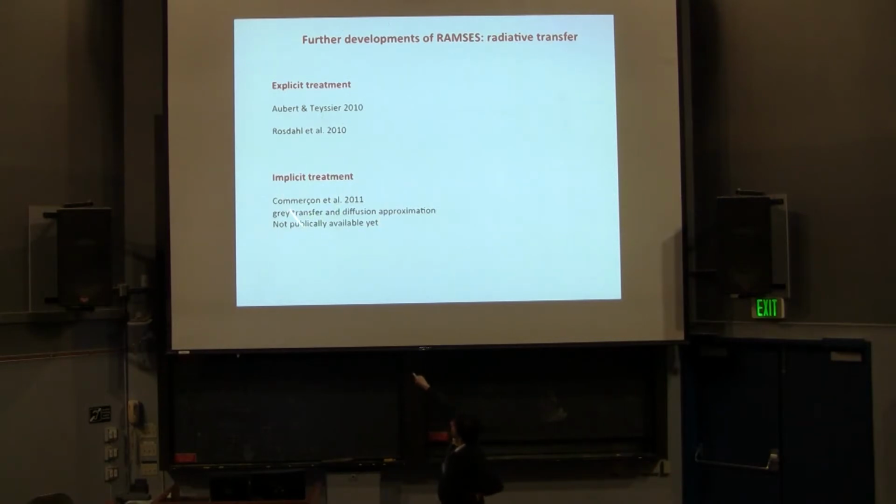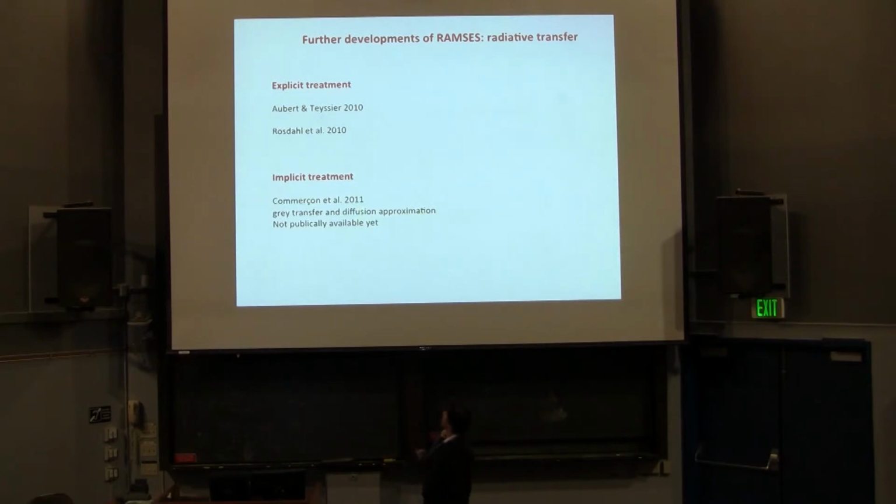And there is also an implicit treatment, which has been done. I'm not going to describe that further because this part of the code is not public yet. Just would like to stress that, as you see, the equation solved uses the so-called gray transfer approximation, which means you have just one wavelength and all the opacities and so on are averaged over just one wavelength, which is a very poor approximation at the moment, and that's part of the improvement which is required in this field.